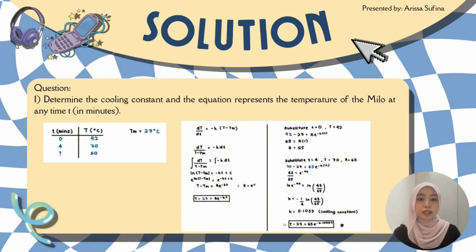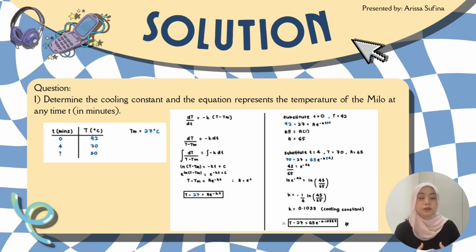First of all, I made a table that summarizes the information given in the problem. At time 0, right when the Milo is freshly made, its temperature is 92 Celsius. This is our initial temperature. After 4 minutes, the Milo has cooled down to 70 Celsius. We will use this value to calculate the cooling constant k. And on the last row is what we want to find, which is how long it takes for the Milo to reach 50 Celsius. On this side, we also have the room temperature, which is 27 Celsius. This is the room temperature, denoted by Tm. The Milo will cool towards this temperature.